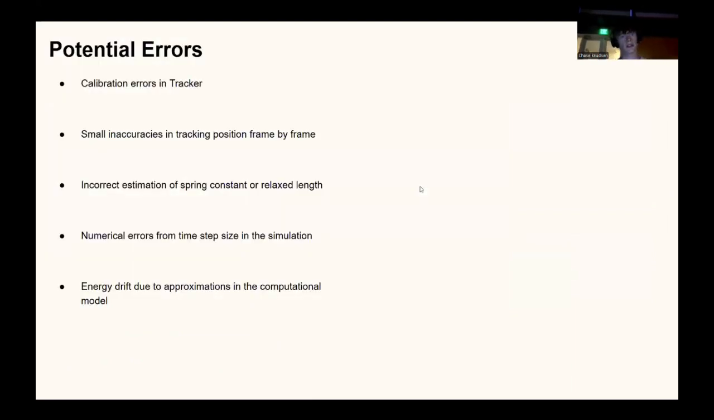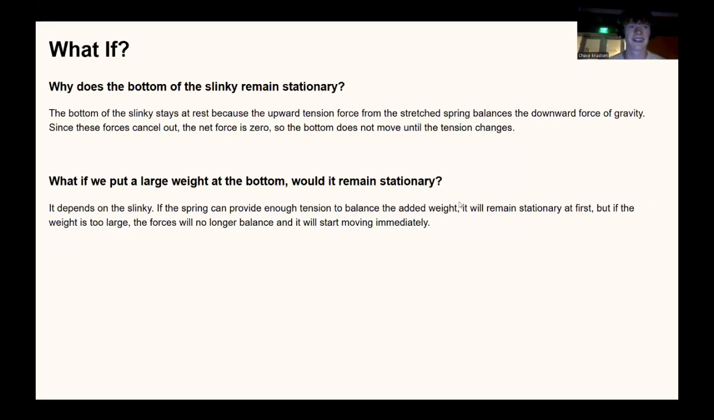Here are the potential errors: calibration errors in Tracker, small inaccuracies in tracking position frame by frame, incorrect estimation of spring constant and relaxed length, and numerical errors from the time steps of the simulation, such as energy drift in the computer model. What if? Why does the bottom of the slinky remain stationary?